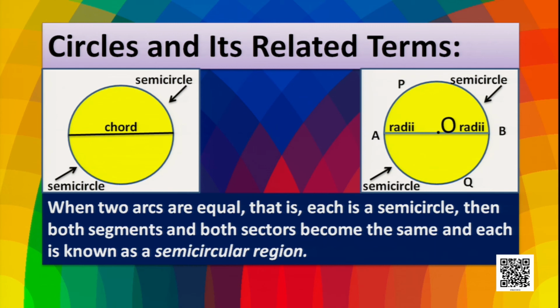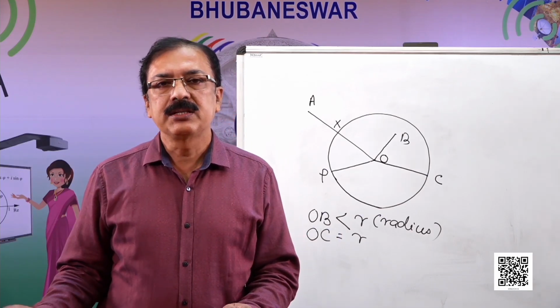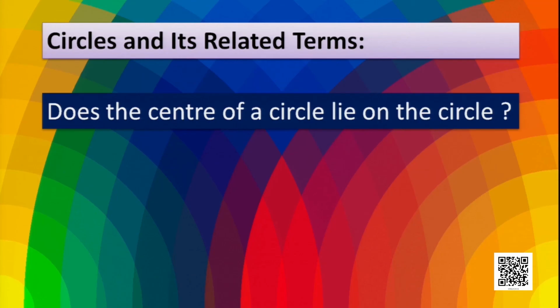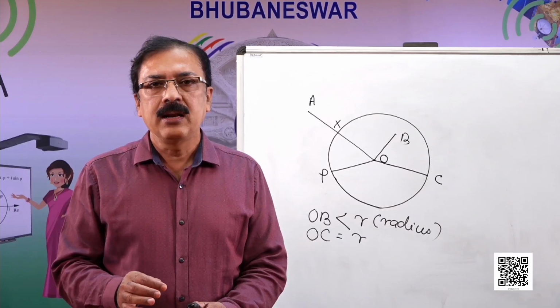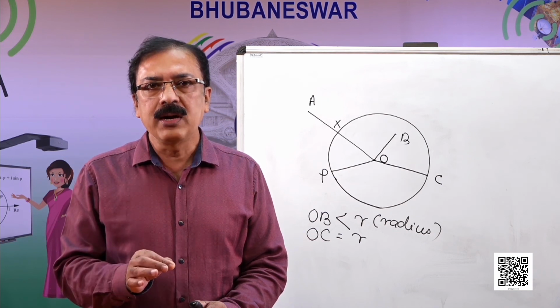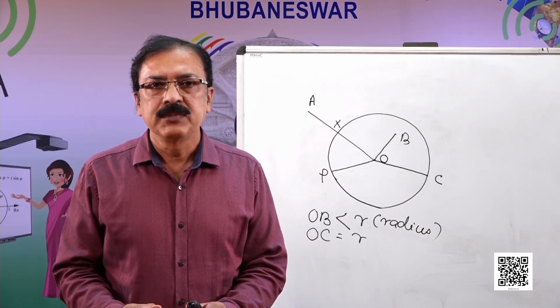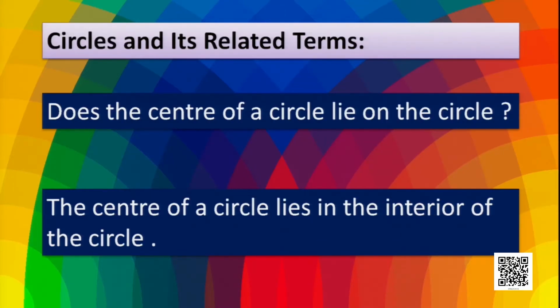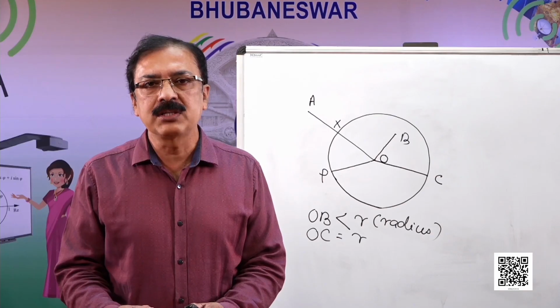Now let's see some questions related to the circle. Does the center of a circle lie on the circle? As you know, when we draw a circle, we fix a point and then move the pencil around it. That means this fixed point is inside the circle. So we can say that the center of a circle lies in the interior of the circle. So it is not a part of the circle.